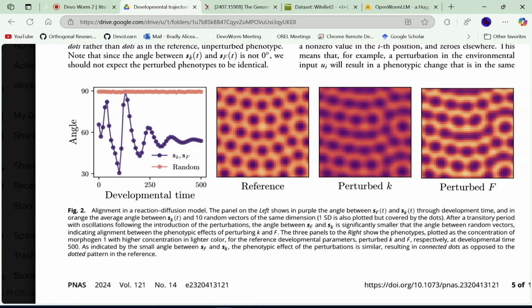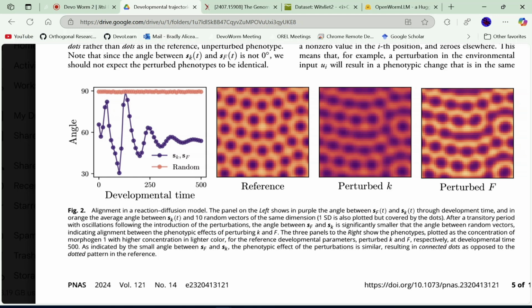This is showing this through developmental time, so you have a lot of fluctuation early in developmental time in terms of this angle, and then it settles down after, I don't know, 300 units of developmental time. So this is, again, the angle between SK and SF, those vectors, and then we have this random, which is a control, which is at 90, just about 90 degrees throughout developmental time. So it's like unalignment and then what's aligned, relatively speaking.